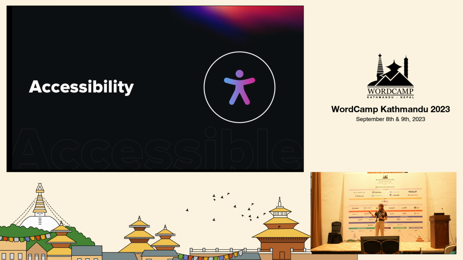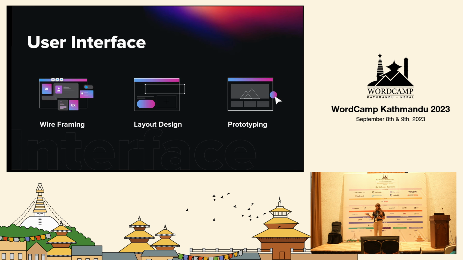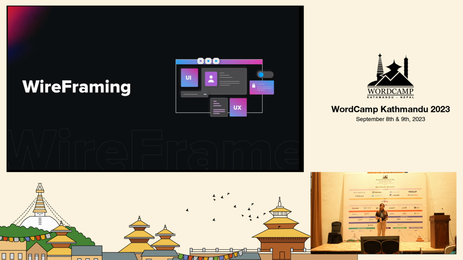So now let's talk about the UI key components. Here are three of them. I'll begin with the first one, that is wireframing. Wireframing is the initial, pre-designing process, and it serves as a blueprint and skeletal framework of the designs, enabling designers to communicate with their stakeholders, developers, and other team members.